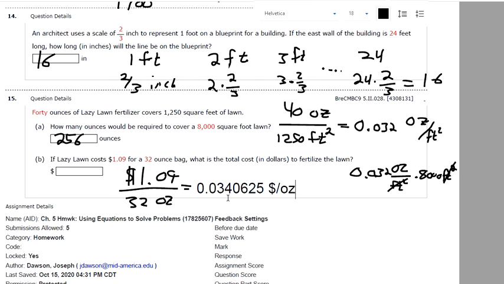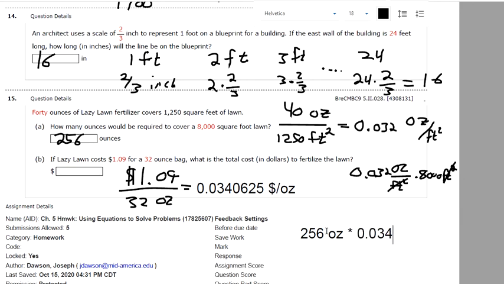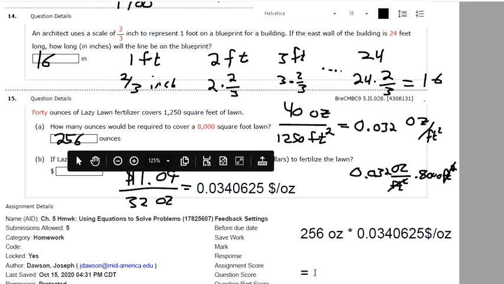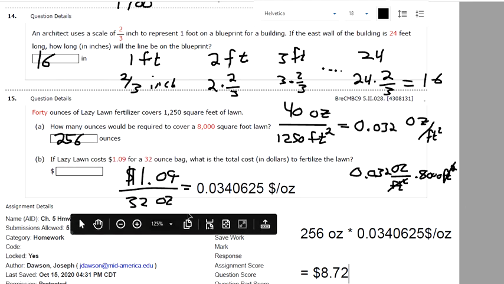And so since we have 256 ounces, I don't know where to write that. How about over here? We've got 256 ounces. We're going to multiply that by the dollars per ounce, and the ounce units will cancel out. So take that, multiply by 256, $8.72. So that's how much it costs to fertilize the lawn, $8.72.